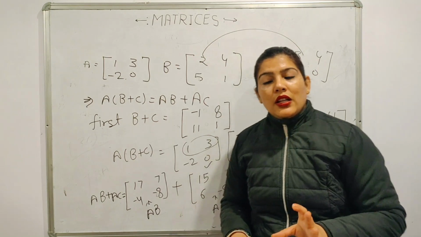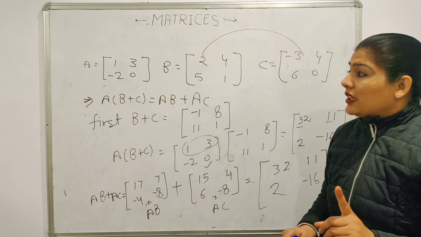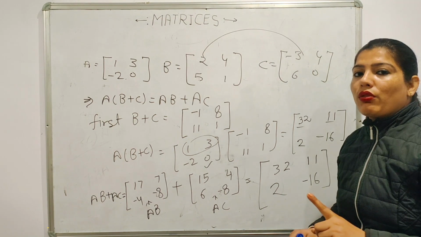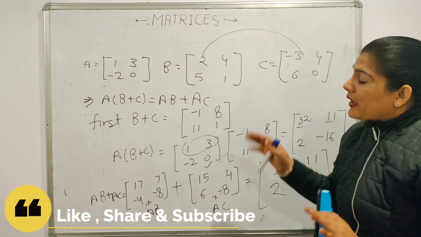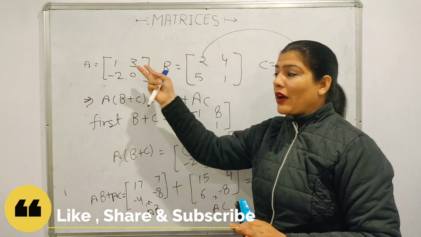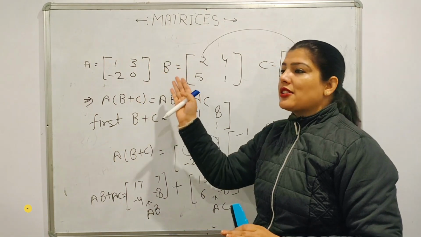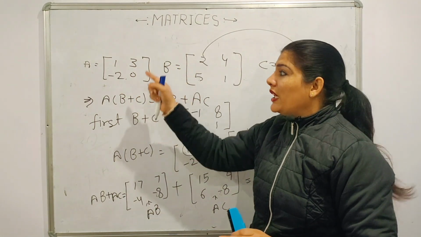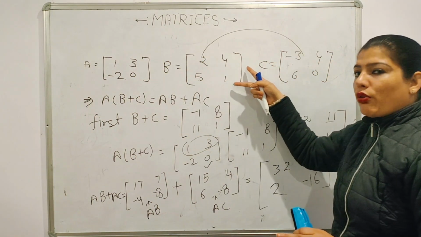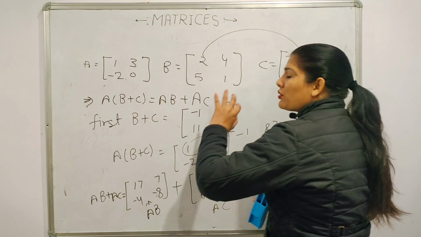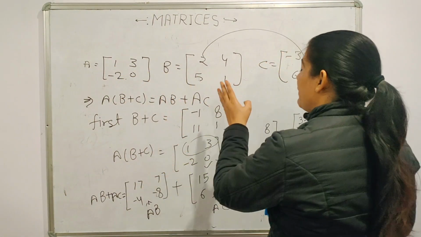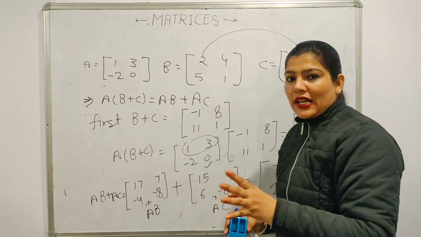You have to keep in your mind that the number of columns in the first matrix should be equal to the number of rows in the second matrix. And when you are going to multiply them, you have to take the row of the first matrix, not the column. Only the condition is that the number of columns should be equal to the number of rows, but when we multiply them, we take the rows of the first matrix and the columns of the second matrix.